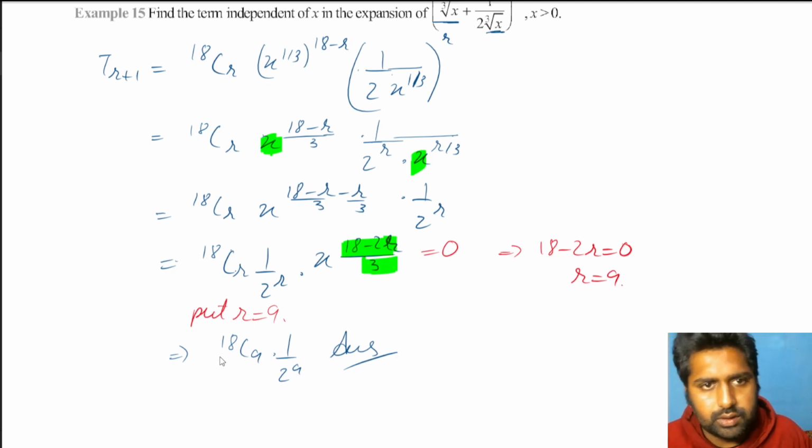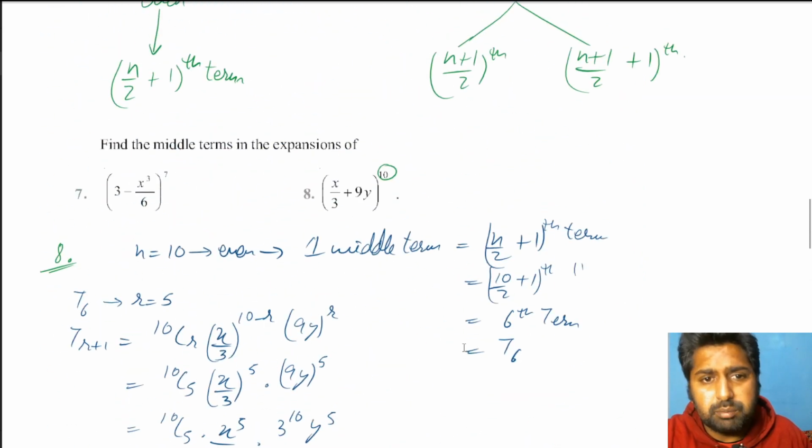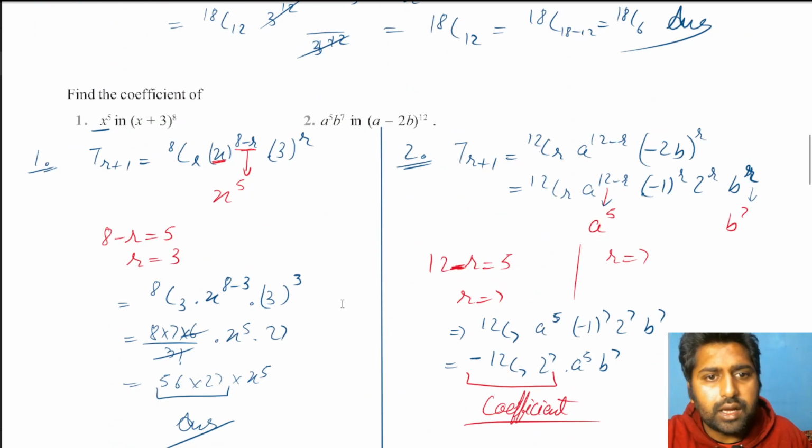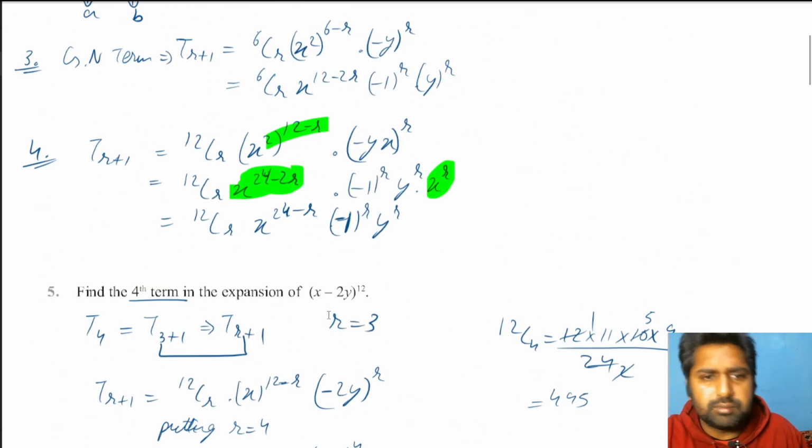Okay, fine. So these are the applications of binomial theorem. The applications are much more important, meaning the second part that I explained: independent term, coefficient, middle terms, and particular term, 13th term, 4th term, 5th term. That is much more important rather than the whole expansion. Okay, so do practice this.